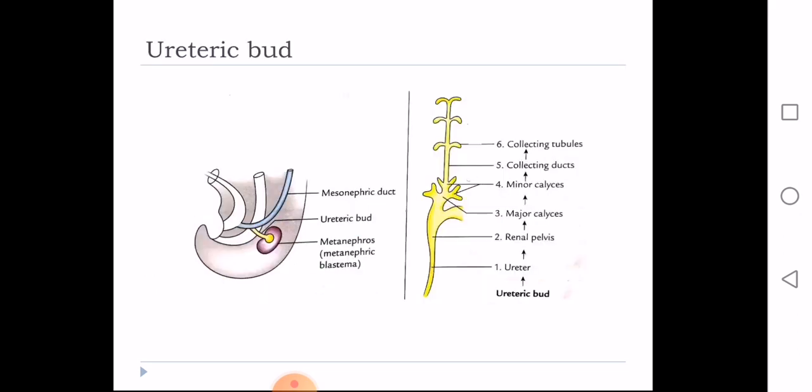So look at that diagram once again. Okay. Now this is growing towards the metanephros. Okay. So the permanent kidney is forming from the metanephros, and this is occurring at the 3rd month of fetal life. And in which part? It is in the sacral region. So this ureteric bud will drain into the ureter.